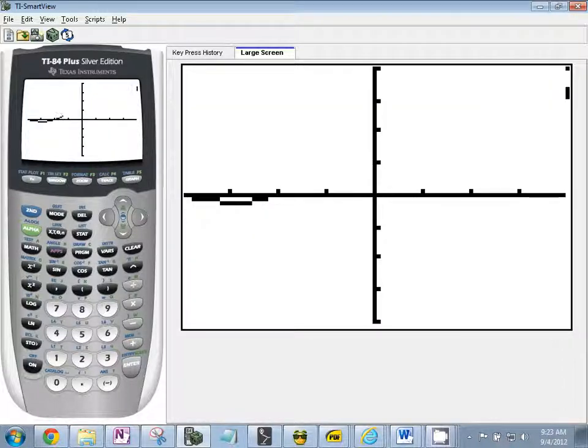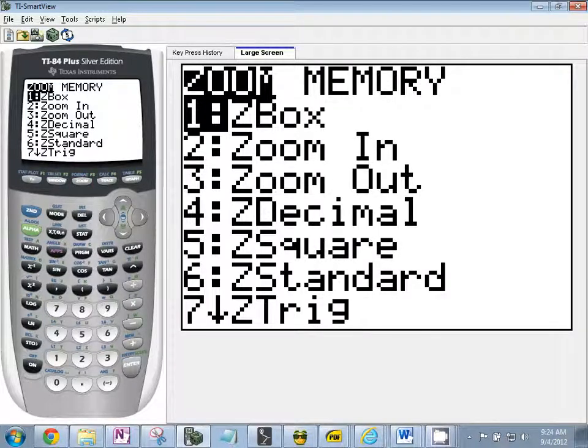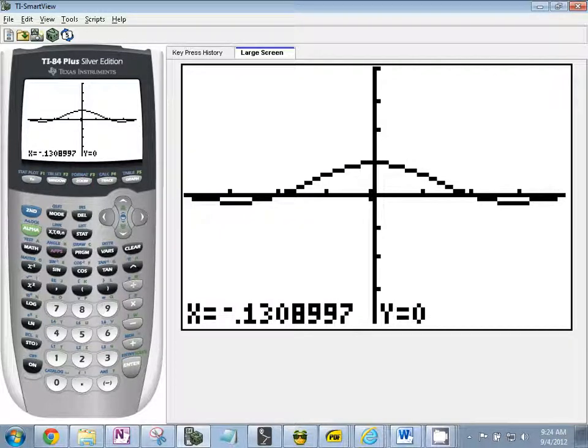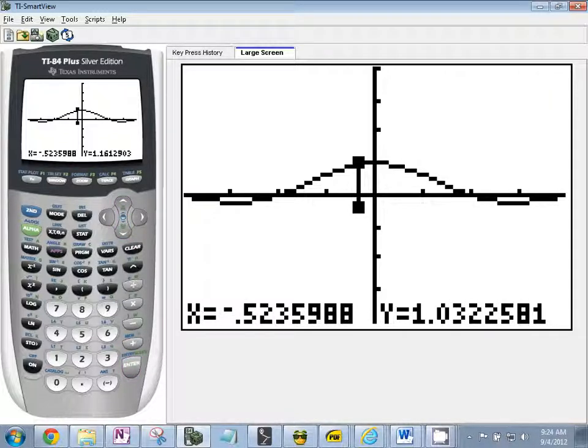So if we actually do this here, let's zoom in. Let's just zoom box. Why not? I mean, it doesn't look like it's going berserk, does it? If we look at this picture, what do we think the limit is as x goes to 0? What does it look like it's going to? 1. It looks like it's going to 1.